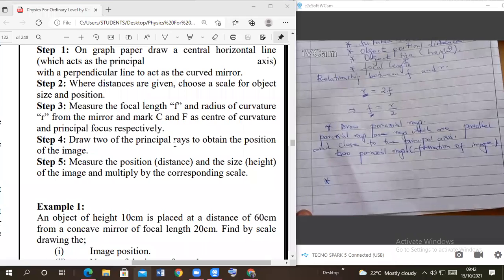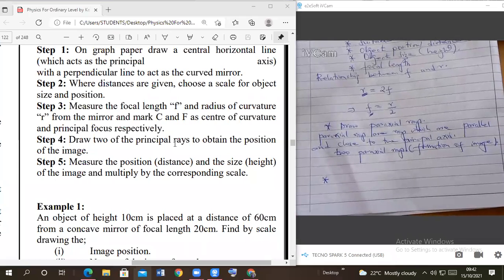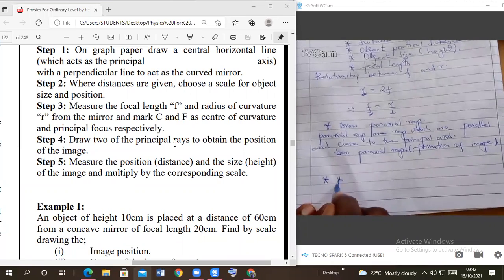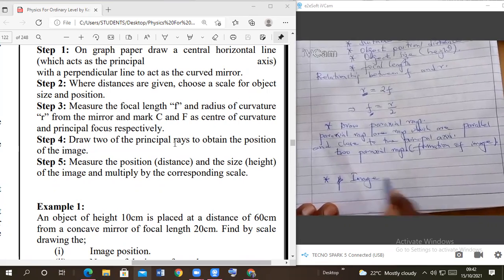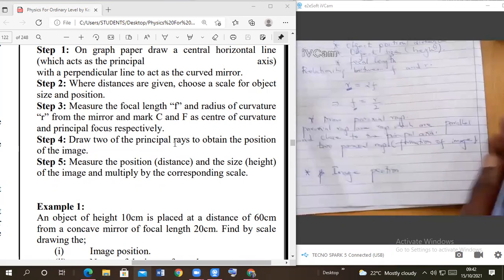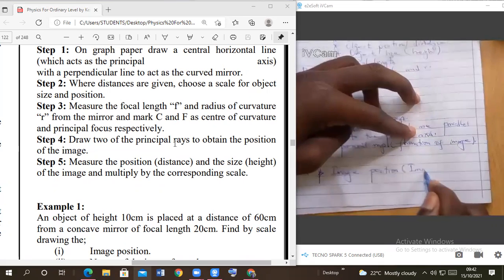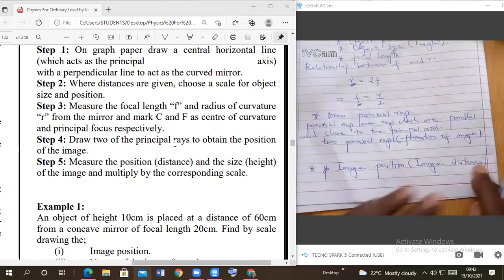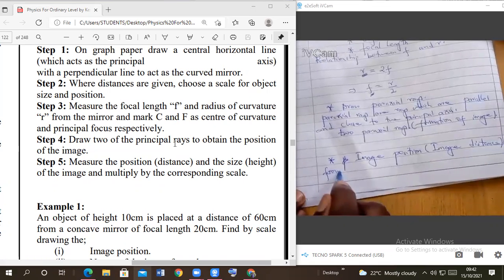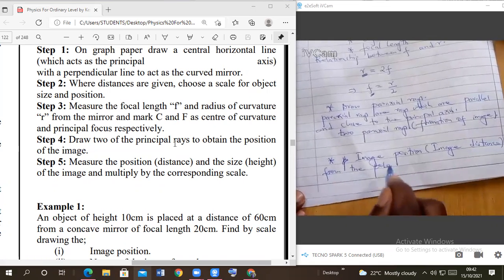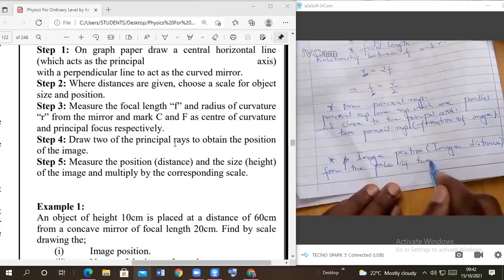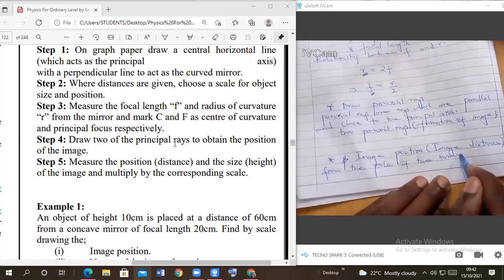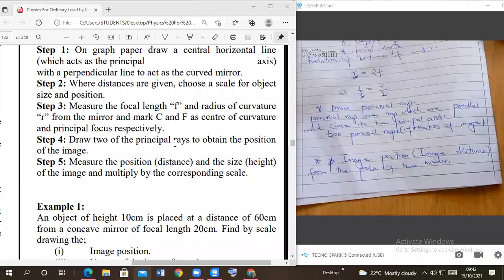Then the last step, after drawing that, it must give you the image position. And when we talk of image position here, we are talking of the image distance. And all the distances here must be measured from the pole, if you remember, from the pole of the mirror.